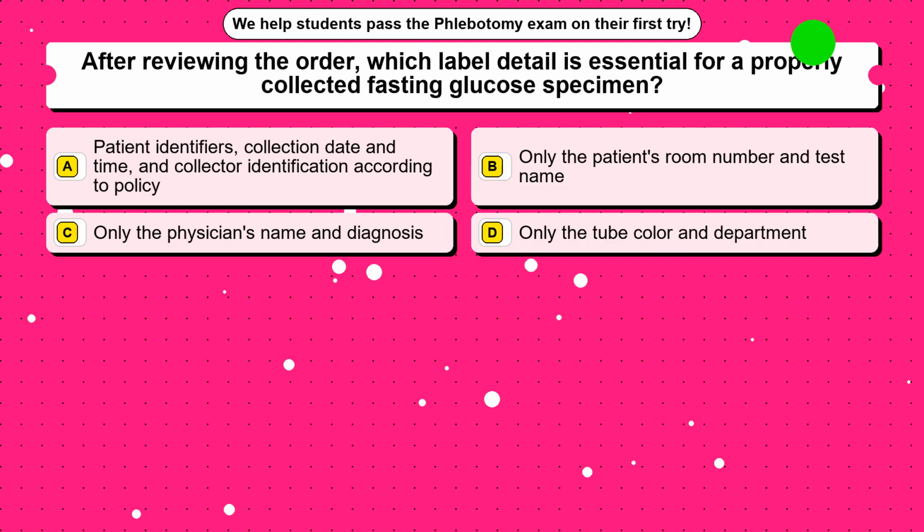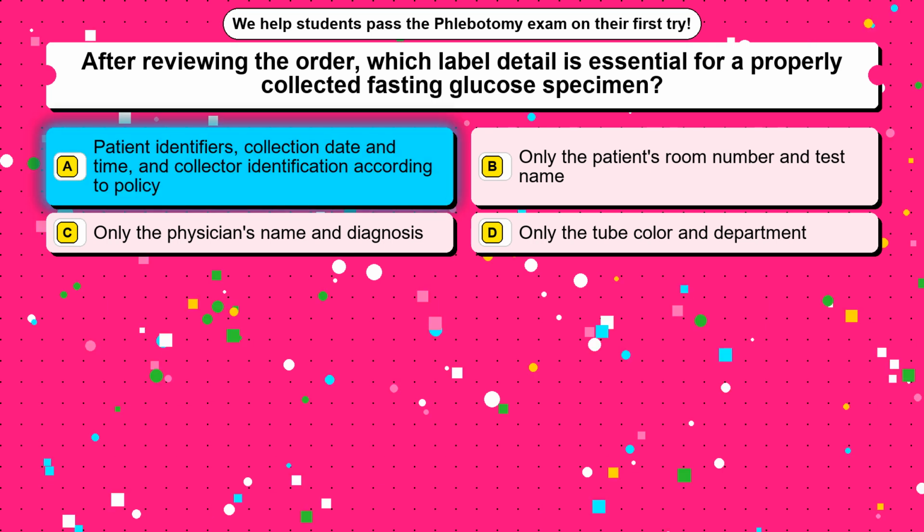Question 5. After reviewing the order, which label detail is essential for a properly collected fasting glucose specimen? Option A. Patient identifiers, collection date and time, and collector identification according to policy. Option B. Only the patient's room number and test name. Option C. Only the physician's name and diagnosis. Option D. Only the tube color and department.